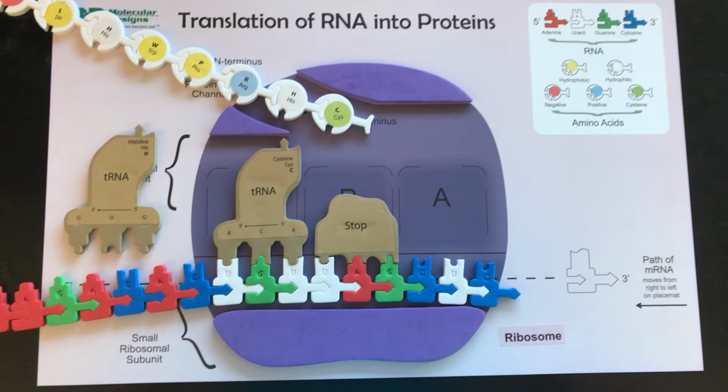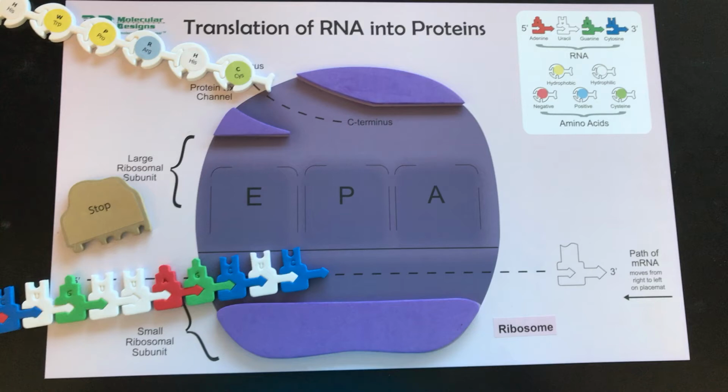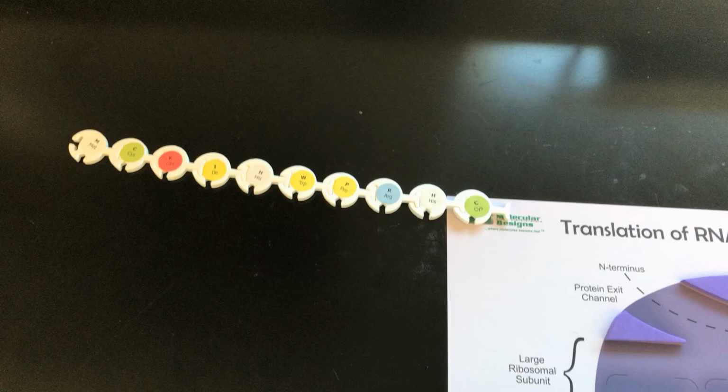The first tRNA leaves the ribosome through the E site. The process continues until it reaches a stop codon. A stop codon releases the protein so it can go and do its function.